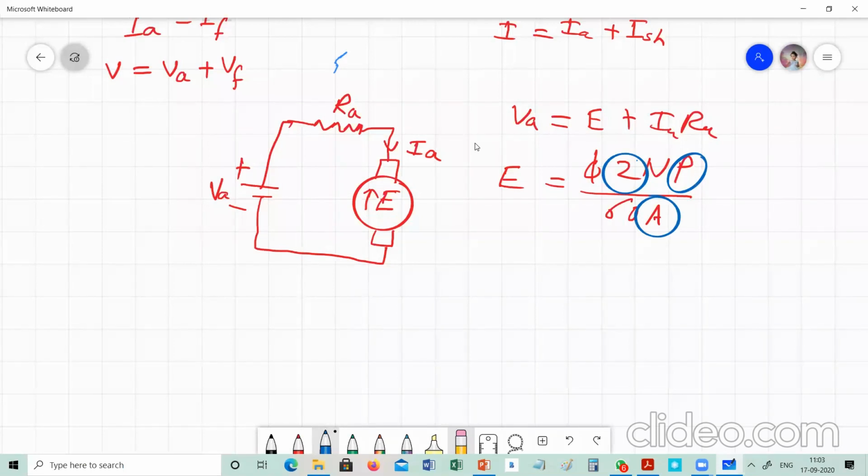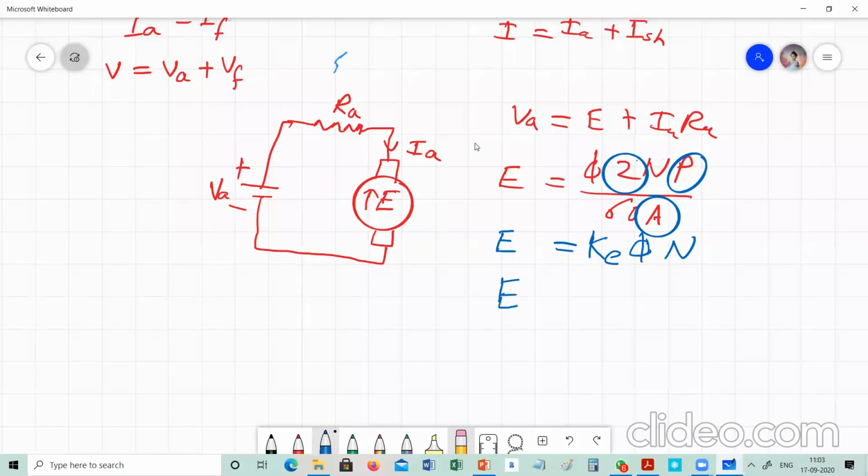Means we can write this equation as E is equal to, for these three constant terms and 60, a constant Ke. Ke is nothing but a motor constant. So the equation is E equal to Ke phi capital N, if the speed is given in radian per second.